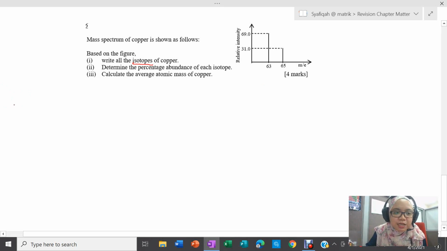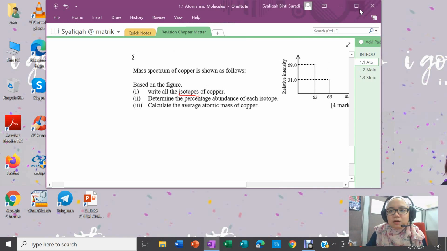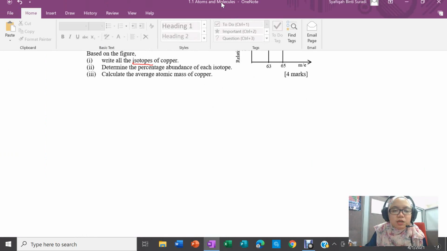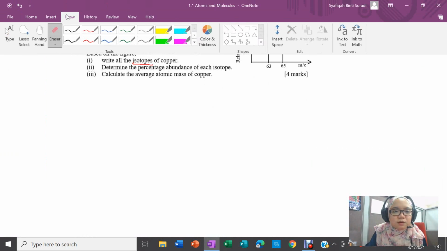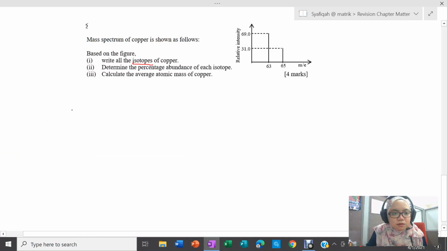Macam nak tulis isotope copper ni. So, soalan nombor 1. Sorry. Okay, untuk soalan nombor 1 ni. Question number 1, write all the isotopes. So, kita tulis isotope ni. Kita tulis dulu elemen punya simbol dekat tengah-tengah, betul? So, copper punya simbol is Cu.